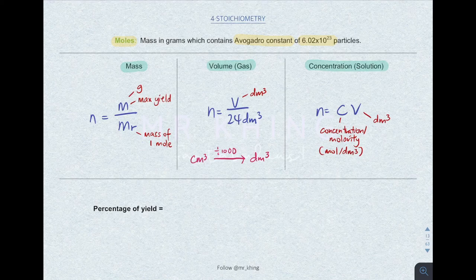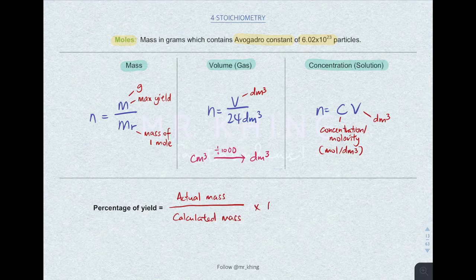Next, percentage yield. The formula for percentage yield is actual mass divided by calculated mass times 100%. Remember, actual mass means the mass you obtain in reality when you carry out the experiment. And calculated mass is also the mass from the formula n equals m over Mr, which is the m, the maximum yield.